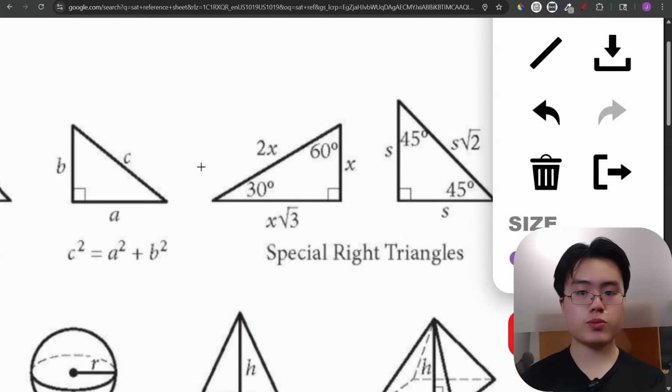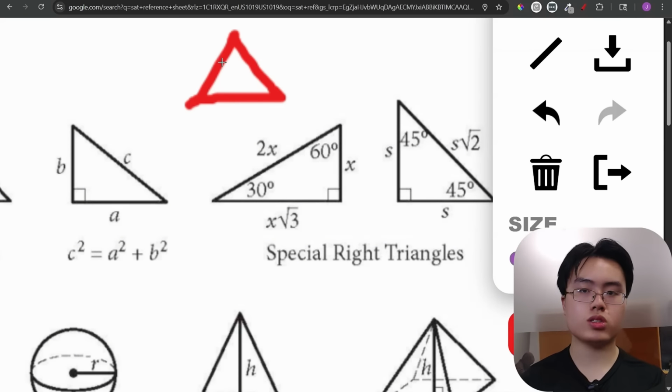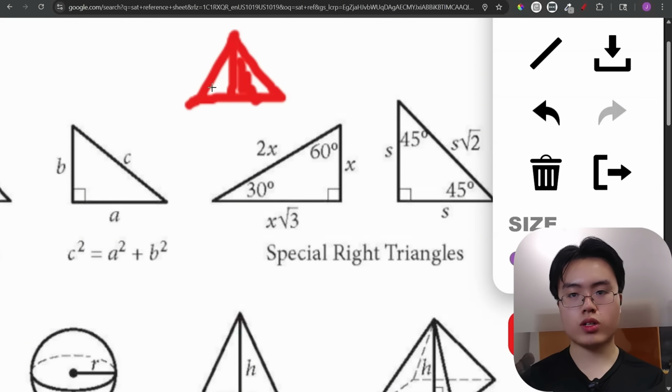A really common pattern for 30, 60, 90 triangles is if you see an equilateral triangle. Again, an equilateral triangle is one where all the angles are the same, so all the angles are 60 degrees. If it's bisected, so it's cut in half, then this triangle is a 30, 60, 90 triangle. This triangle is a 30, 60, 90 triangle.